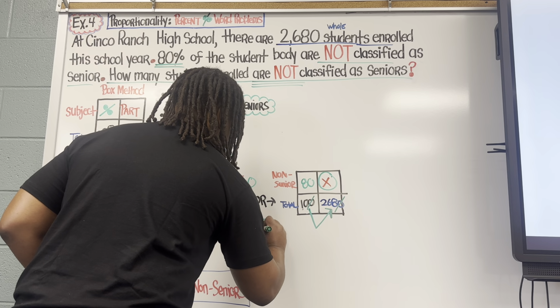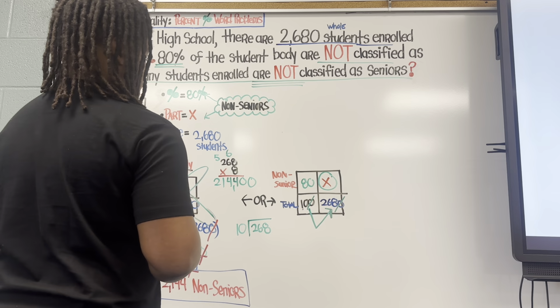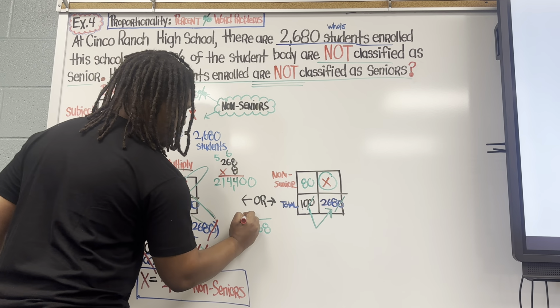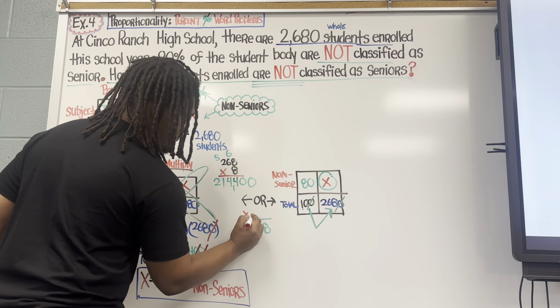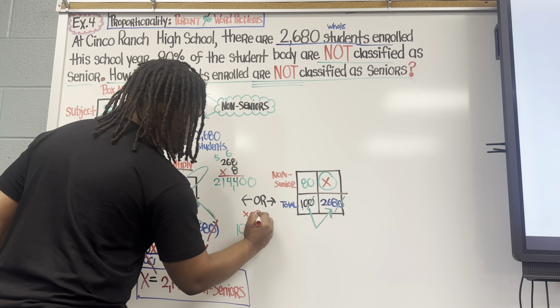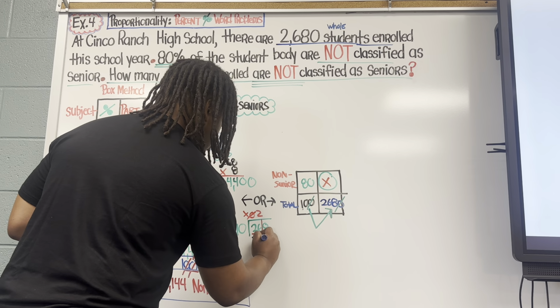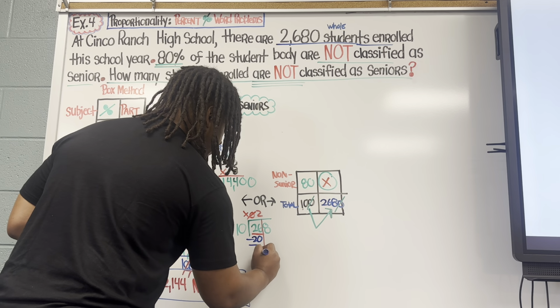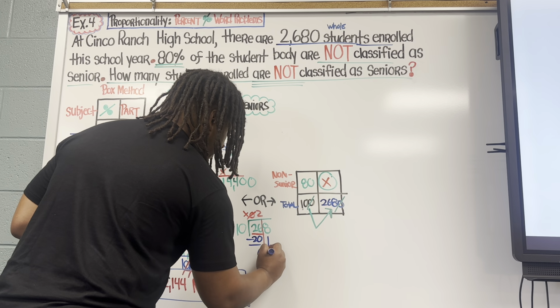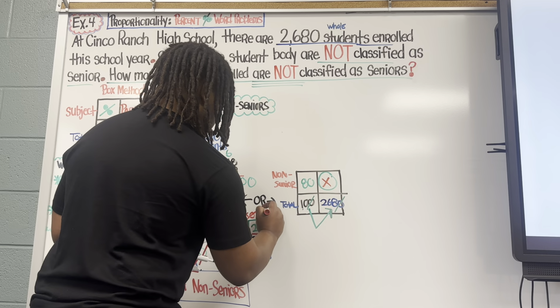Then on the side, I'm going to divide 268 by 10 to see what the scale factor is, okay? So once again, guys, 10 can't fit in the 2, but it can fit in the 26 two times, because 10 times 2 is 20. 26 minus 20 is 6. I'm going to bring down the 8 to make it 68. 10 goes into 68 six times.